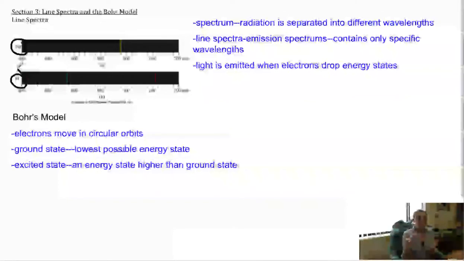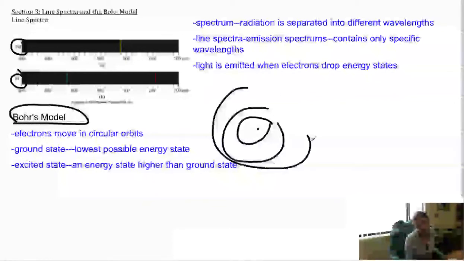And those little lines are the light that's emitted when an electron drops from an excited state to a ground state and emits all that energy that it would have taken to go the opposite way, from my ground state to my excited state. And that's what Bohr looked at. Bohr's model had electrons moving in circular paths. So we had this center nucleus, and we had all of these orbits. Remember, Bohr's model deals with orbits and electrons moving in very set paths.